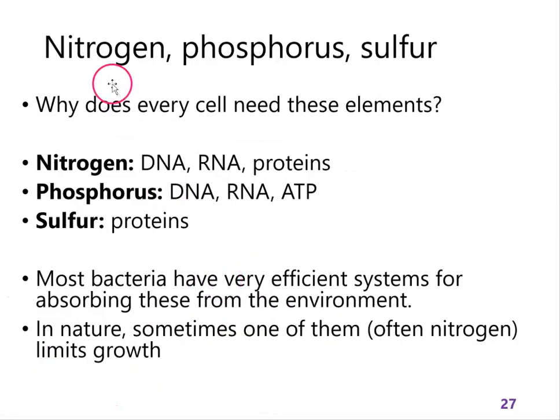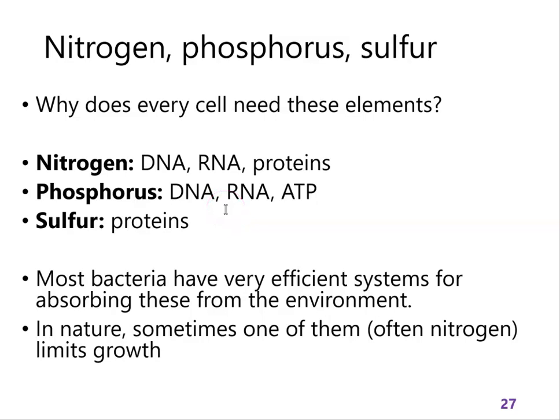So nitrogen, phosphorus, and sulfur are huge because these are needed to make the macromolecules that cells are made of. So nitrogen is needed to make amino acids and nucleotides. So amino acids, what proteins are made of. Nucleotides, what DNA and RNA are made of. So all of that requires nitrogen atoms. Phosphorus atoms are found in nucleic acids and in phosphorylated nucleotides like ATP. So again, phosphorus is needed.